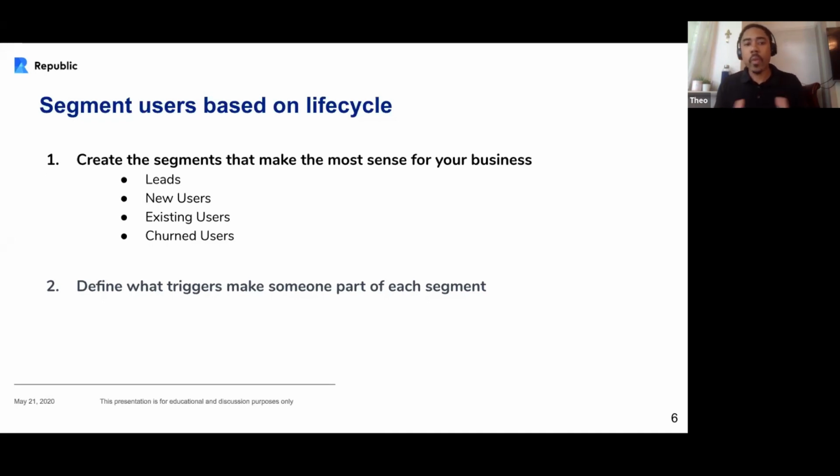And so the reason why we're doing this is because you need to be sending different messages to people at different times. And what you also need to do here is to define what triggers make someone part of a segment. So some of them are very self-explanatory, but others, such as churns, may require some definition. So you want to say, maybe someone hasn't used the product for 30 days, that's what you define as churned. And so you want to just be clear what those points are, because then you can set up certain triggers to make someone part of a segment, okay?